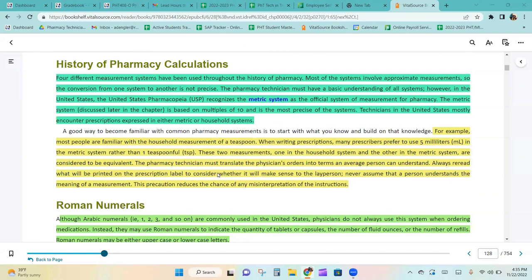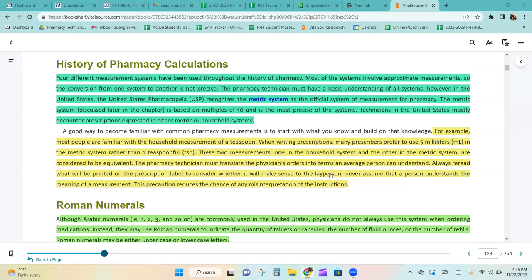Four different measurement systems have been used throughout the history of pharmacy. Most of the systems involve approximate measurements, so the conversion from one system to another is not precise. The pharmacy technician must have a basic understanding of all systems. However, the United States Pharmacopoeia recognizes the metric system as the official system of measurement for pharmacy. So we only use the metric system in the pharmacy. That doesn't mean the doctors aren't going to write household or apothecary on prescriptions, but we only use the metric system.